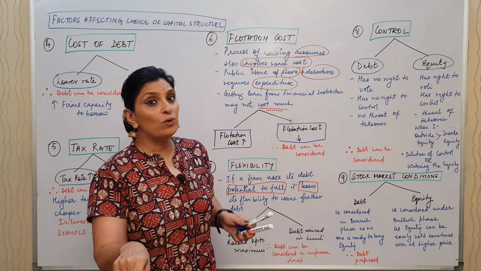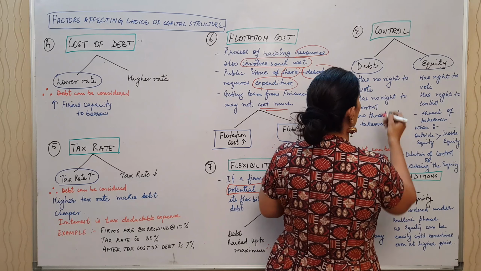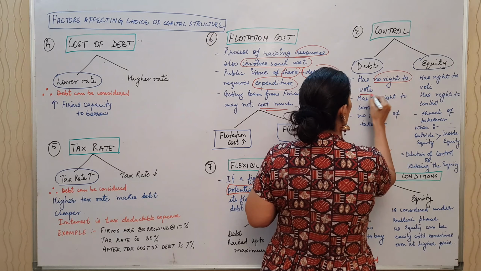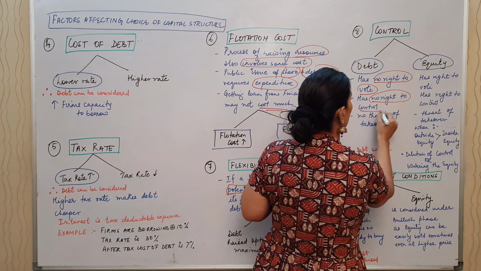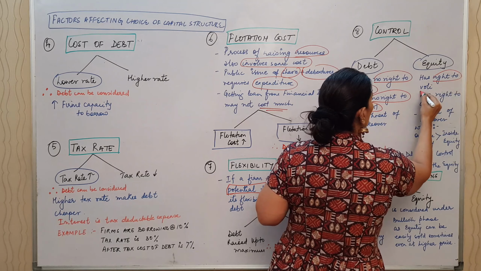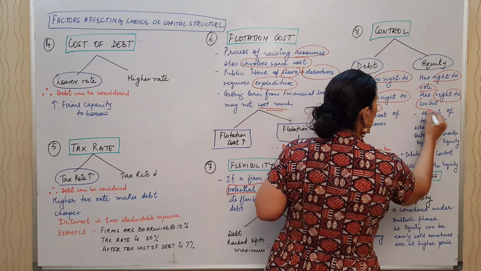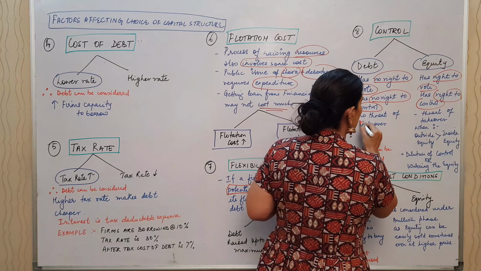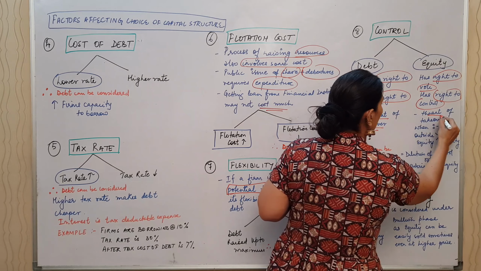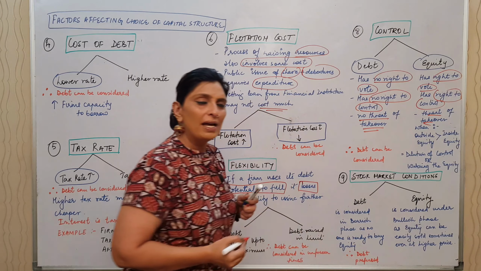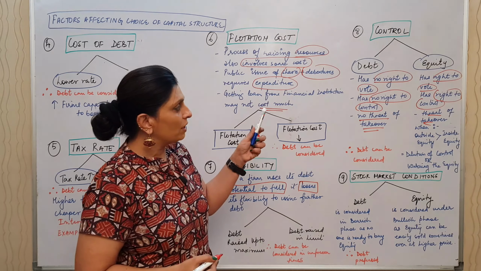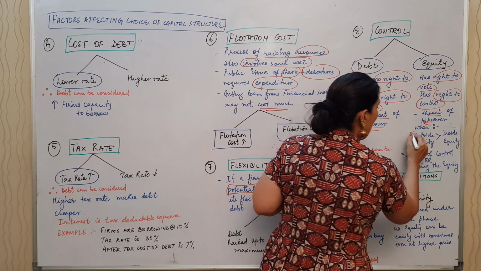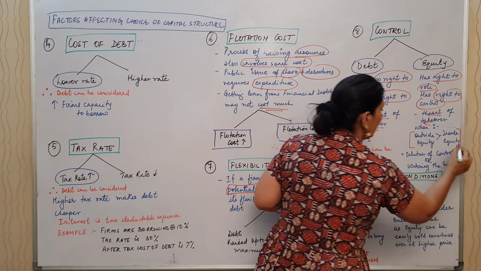Whereas equity has a right to vote, right to control. So here they have no right to vote, no right to control. Here they have right to vote, right to control. So what happens is they have no threat of takeover here, but we have a threat of takeover. How does the threat of takeover come with control? Because when outside equity becomes more than the inside equity.